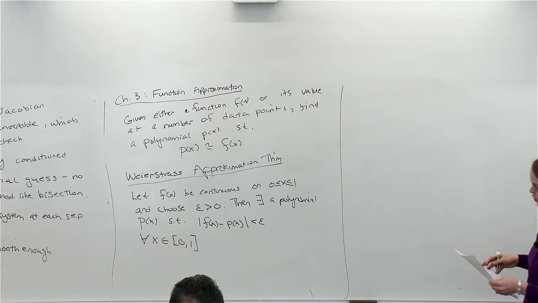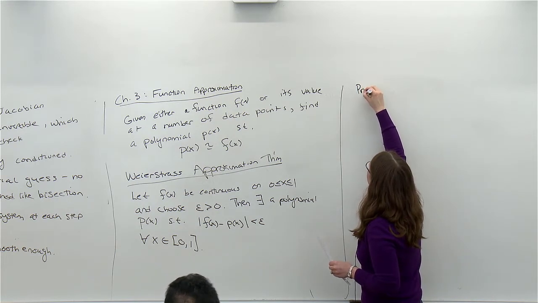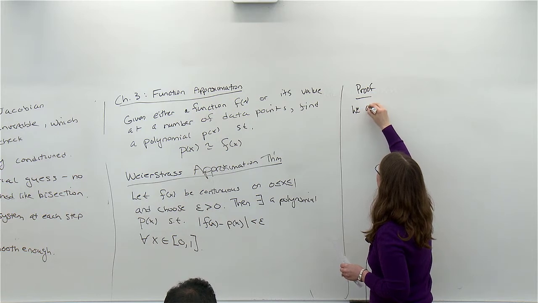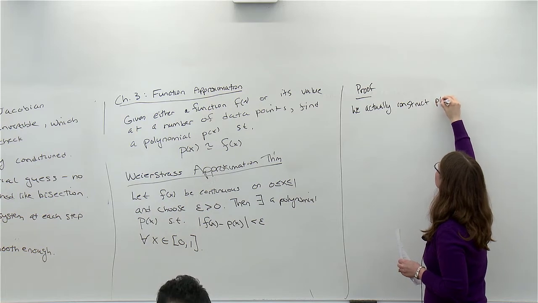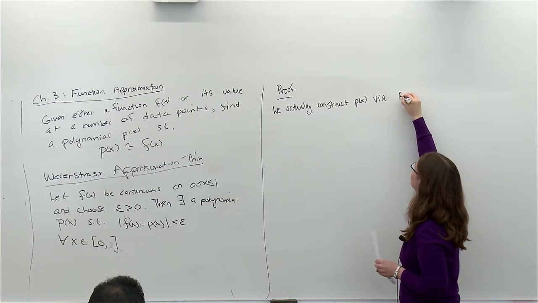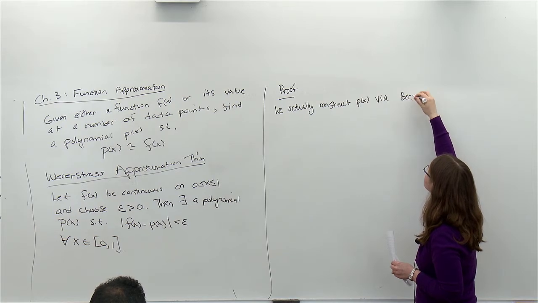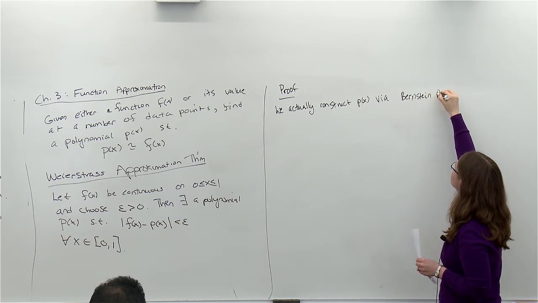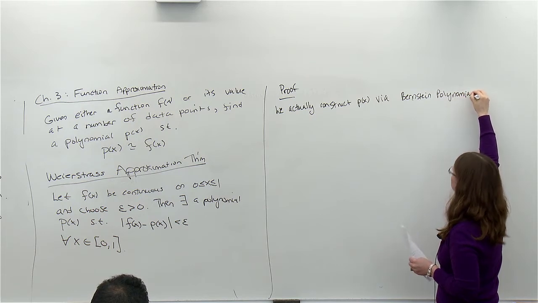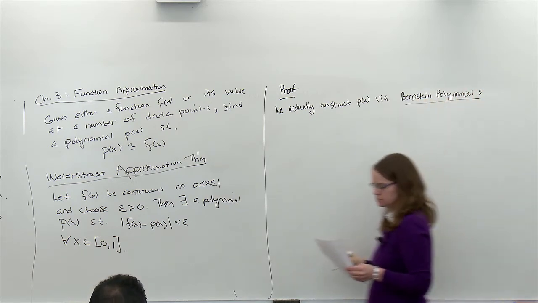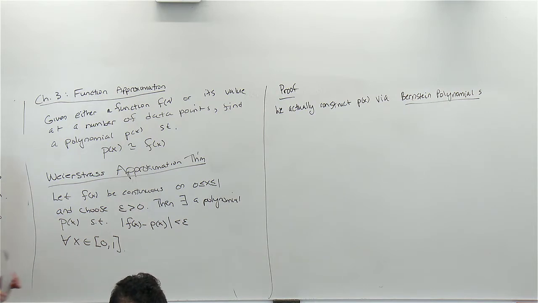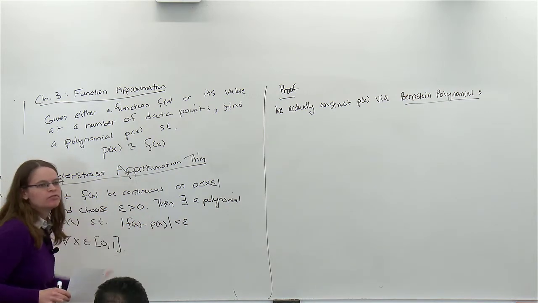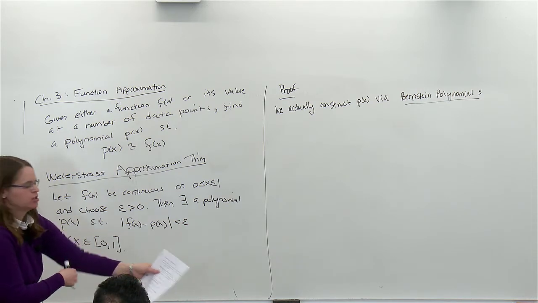Okay, so let's do a constructive proof. We're going to actually construct this thing via what are called Bernstein polynomials. And again, I'm not claiming that in practice with real data this is what you want to use necessarily, but it will show us that this theorem works, and that we have a chance to go out and actually do something useful.